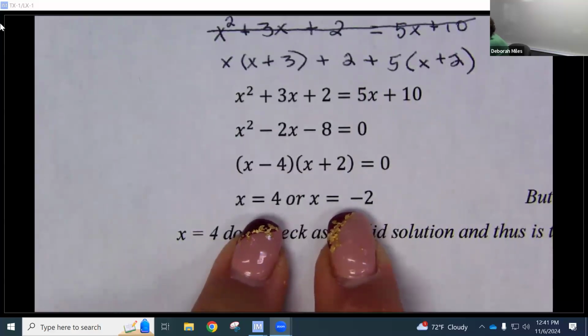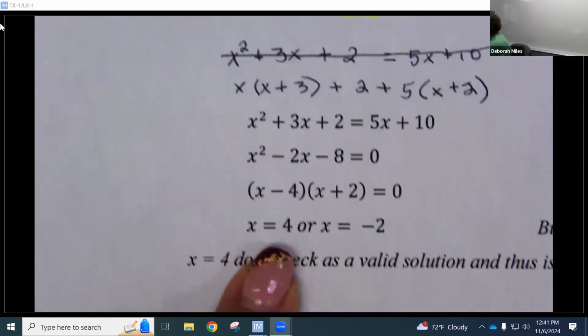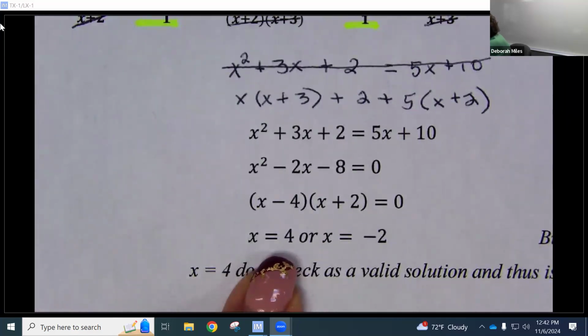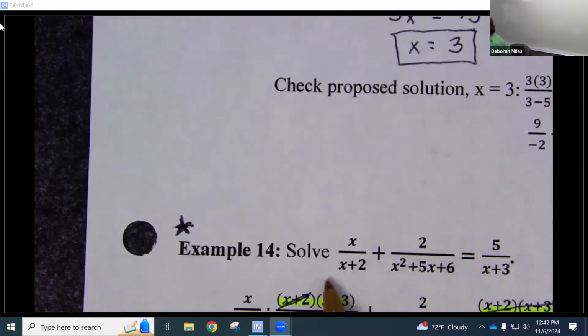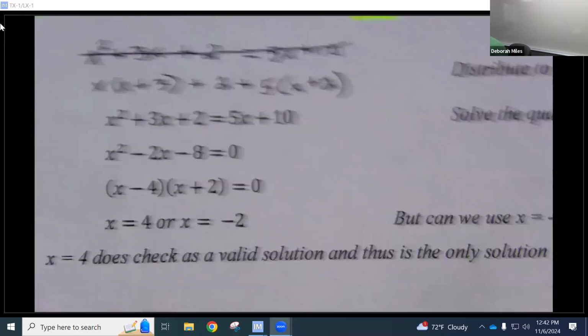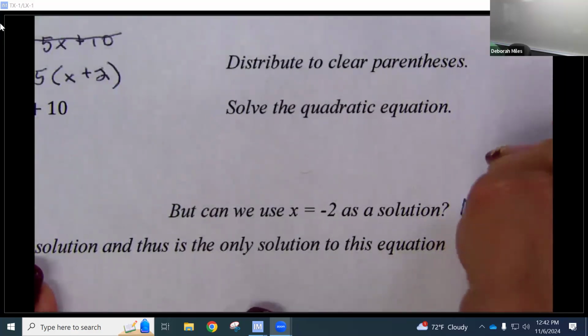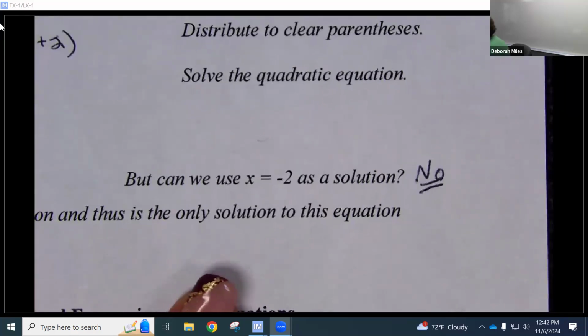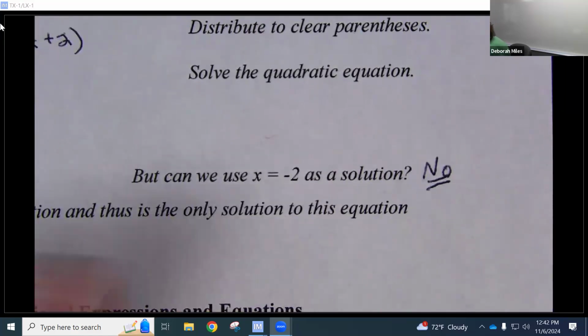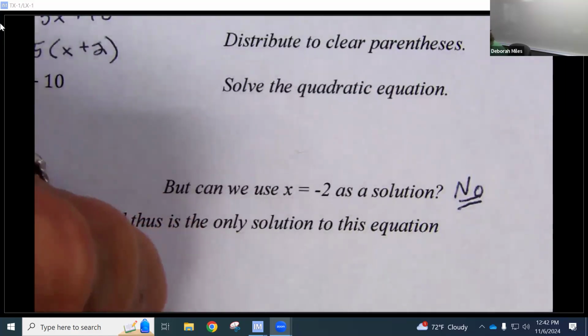Why am I just calling them possible solutions? Oh, I can't use -2 in the original equation. That'll give me 0 in that first denominator. It'll also give me 0 in the second denominator. But I can't use the -2. So 4 is my only solution.